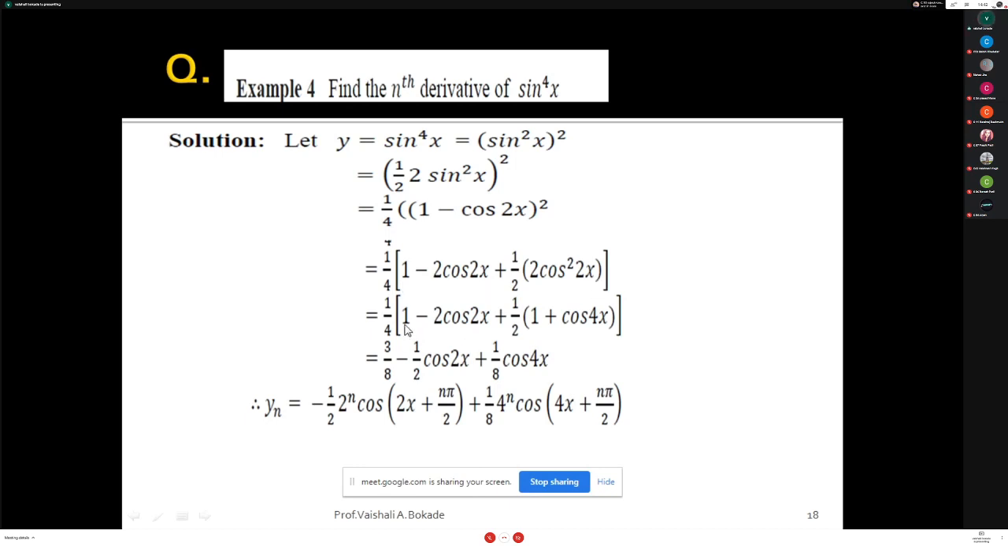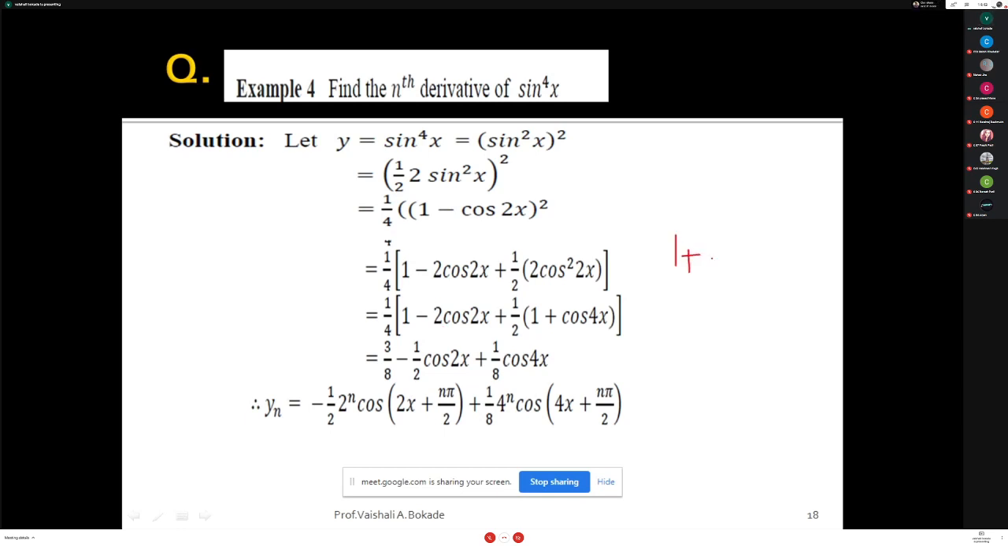So we are keeping 1 minus 2 cos 2x as it is, and here I'm just writing cos square 2x. I'm multiplying and dividing it by 2, so it's 1 by 2 into 2 cos square 2x. Whenever I'm having 1 plus cos 2 theta, we are getting it as 2 cos square theta. We are applying that formula here, let me write it.